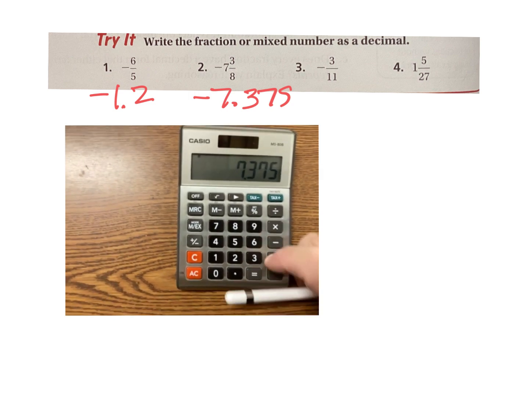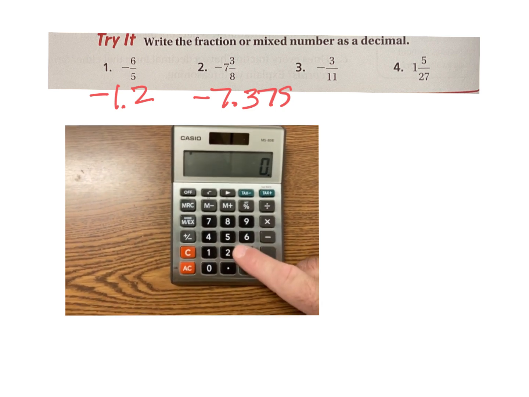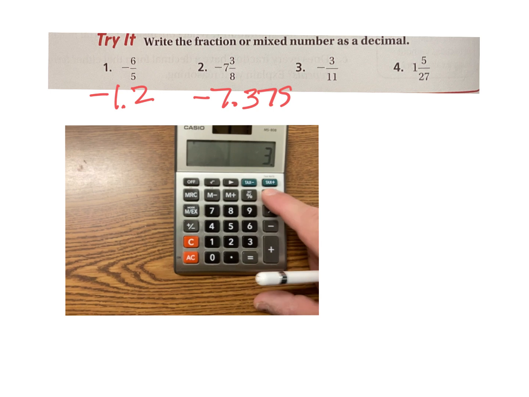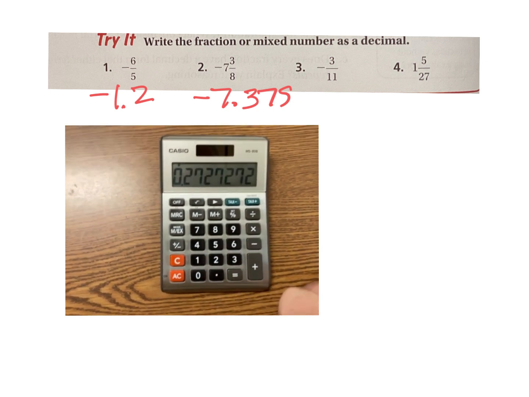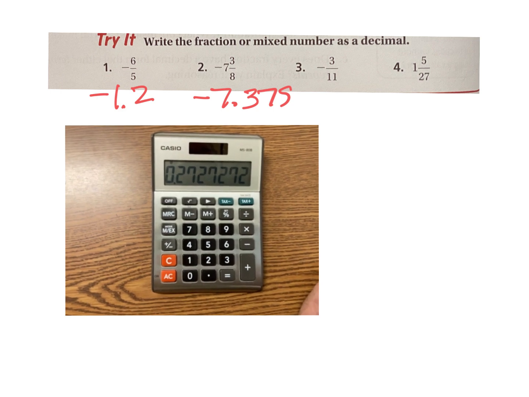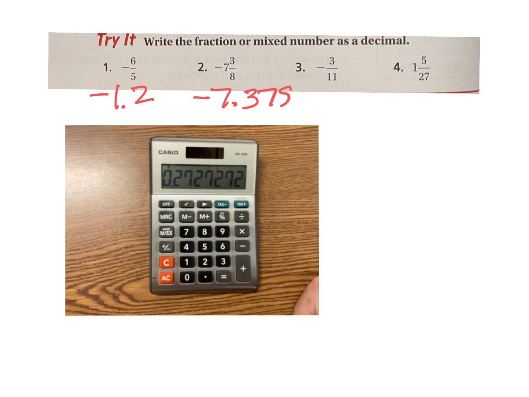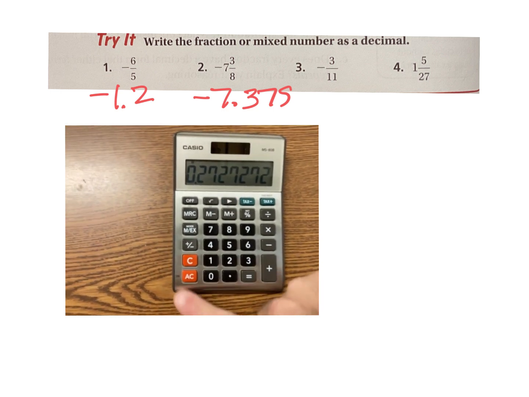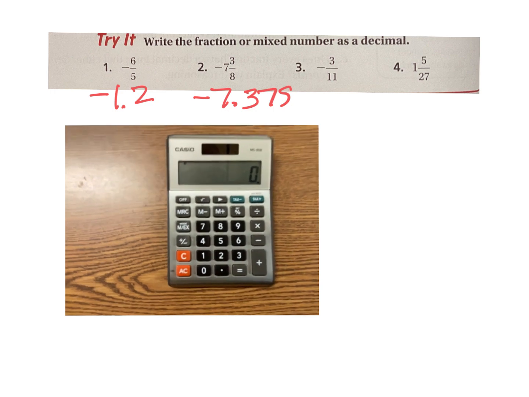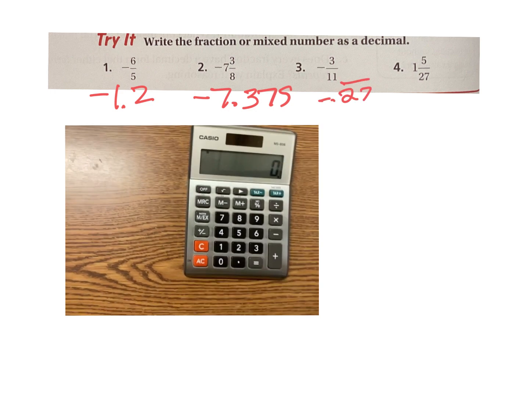Now, let's look at negative 3/11ths. So I'm going to take the 3, and I'm going to divide it by the 11. And I push equal. And you can see that there's a repeating part of it. So 0.27, 27, 27, 27, and a calculator can only go so far, so we know the 27's repeating. So that would be a negative 0.27 that repeats.